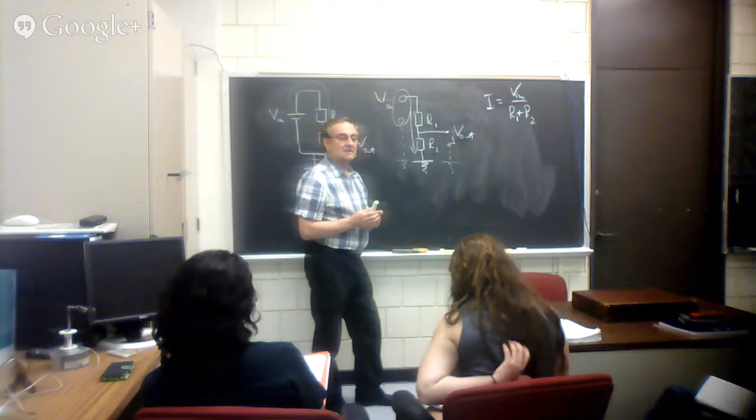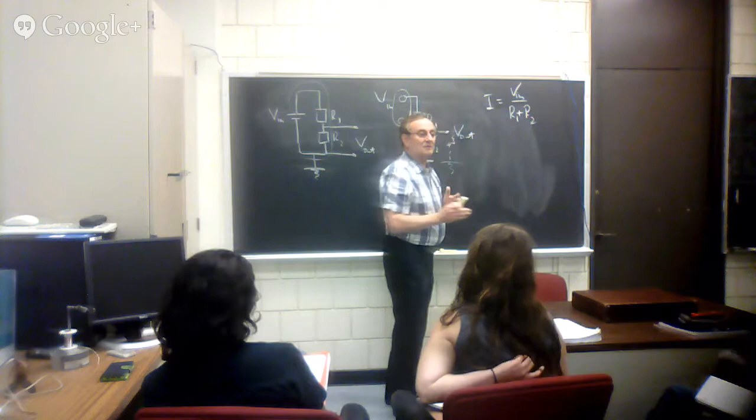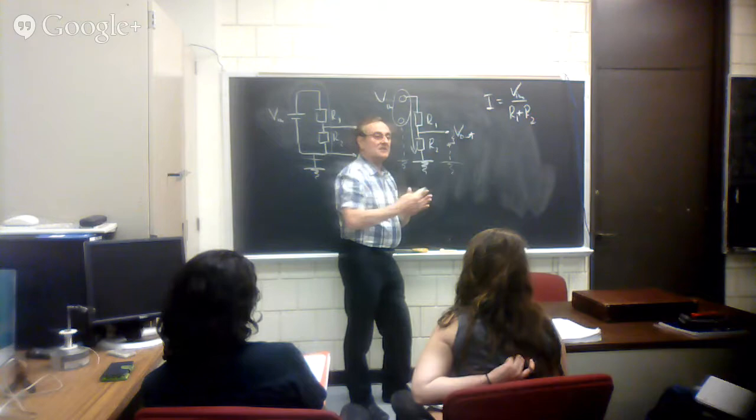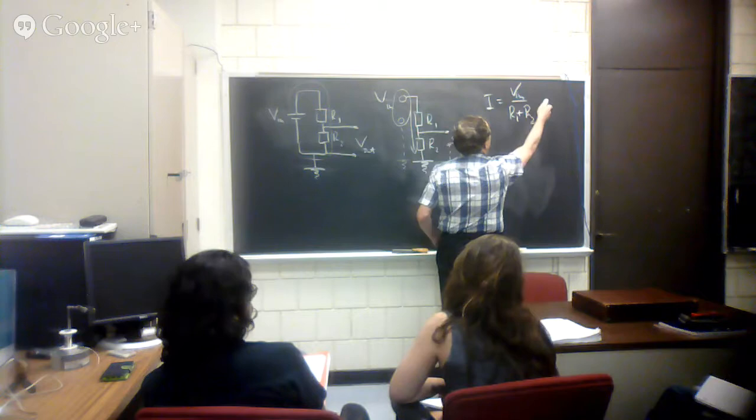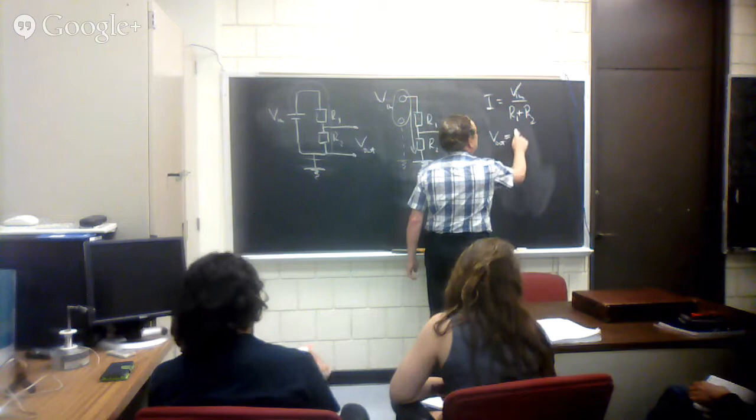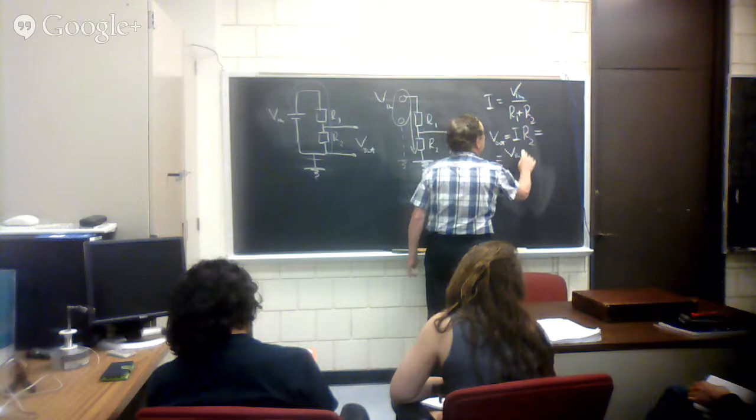The train will pass through all the stations on a single route, which has no branches. Right? Say stations are connected in series. That's the current by Ohm's law. Vout is current times R2, and therefore Vout equals Vin times R2 over R1 plus R2.